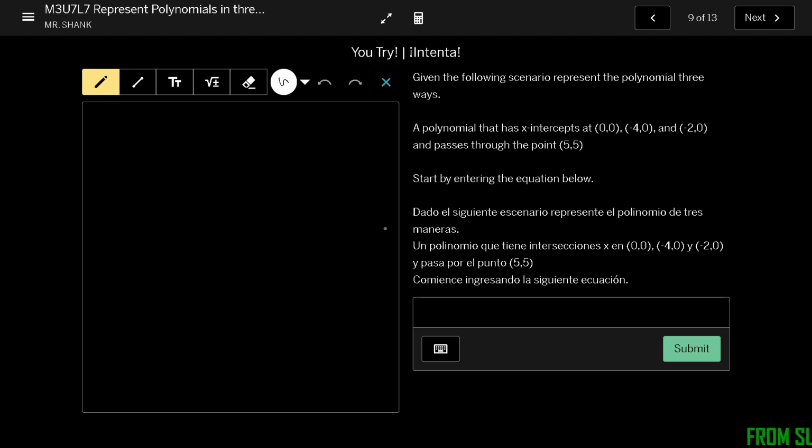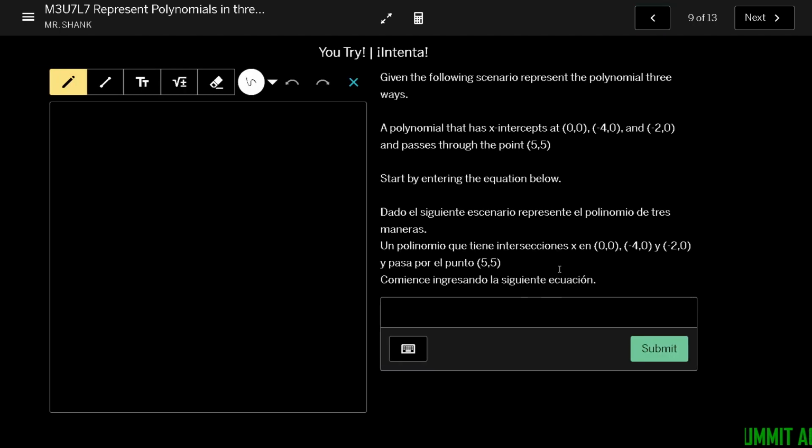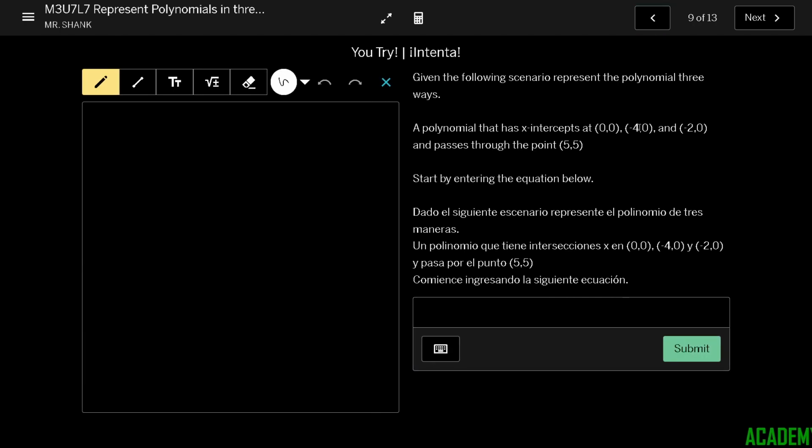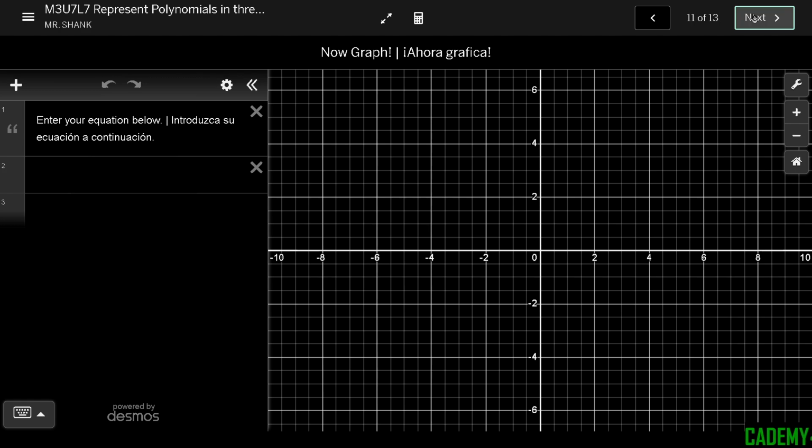All right, so once you try that out on your own, again, get your equation, put your equation in, check to make sure it goes through that point 5, 5. Once you have a list of ordered pairs, get an additional point. So you'll type in the points of 0, 0, negative 4, 0, negative 2, 0. You'll type in 5, 5, and then I need one additional point. So choose that x value, plug it in, see where you get. Make sure the graph is good.